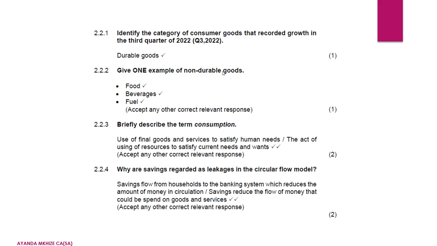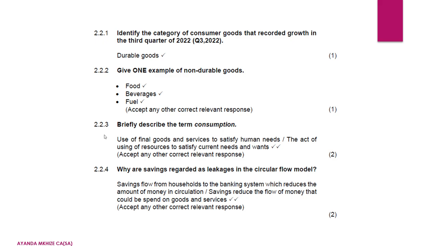Now, 2.2.2 says give one example of non-durable goods. We went in depth in terms of what non-durable goods are. We discussed that non-durable goods are goods that are expected to last not longer than 3 years, and we spoke about those types of goods. And then if you're looking below here, we have food, beverages, and fuel. Those are goods that we spoke about when we were going through the definition of non-durable goods. Therefore, we were also correct in our discussion of non-durable goods.